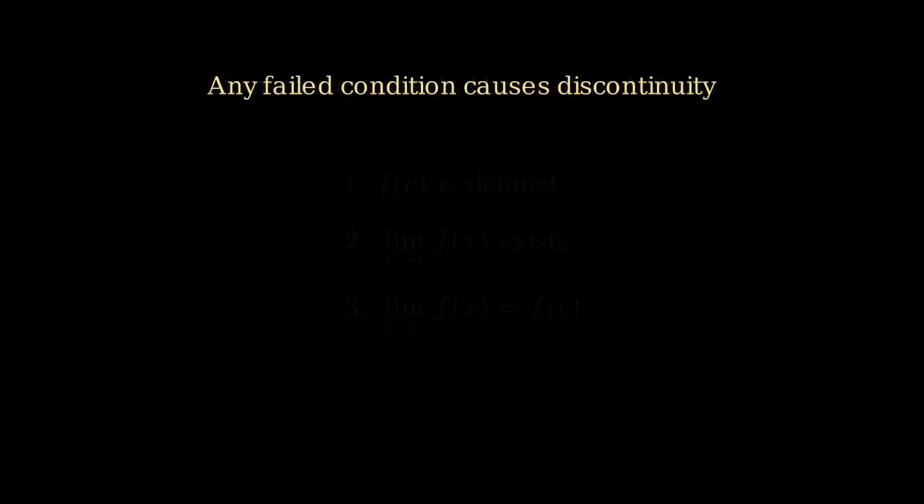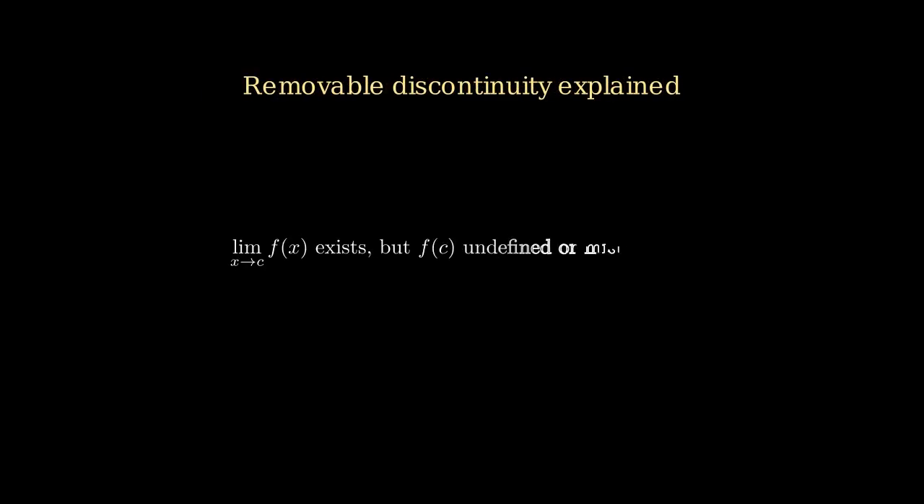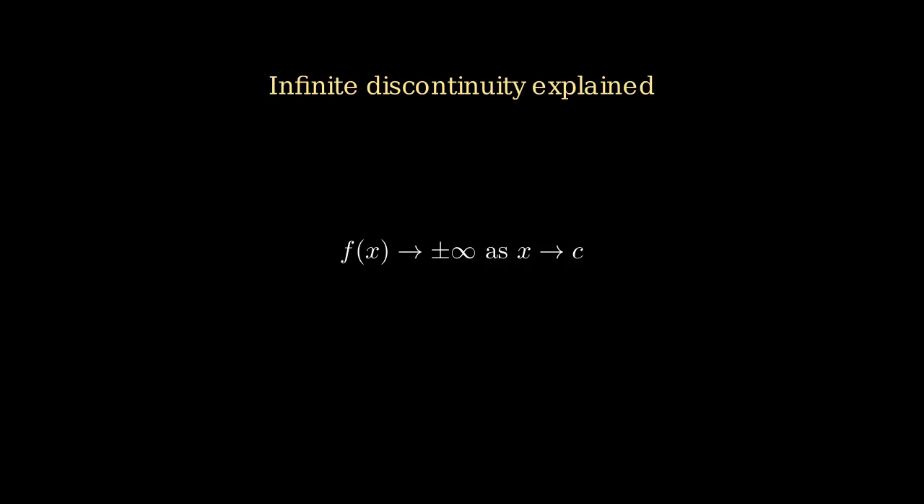If any one of these fails, we get a discontinuity, and there are three main types. A removable discontinuity is when the limit exists, but f of c is either undefined or doesn't match it. A jump discontinuity is when the left-hand and right-hand limits both exist, but disagree with each other. And an infinite discontinuity is when f of x heads off to plus or minus infinity as x approaches c.